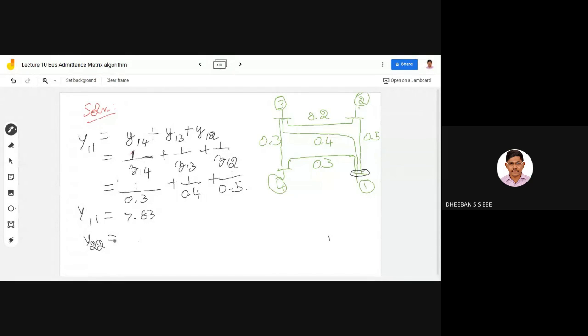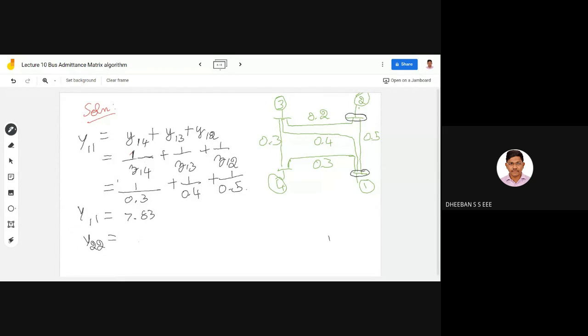So for y22, which buses are connected to your bus 2? It is only two lines. One is y23 and then y21. Sir, in this should we consider y11 on the right side also, the self admittance?